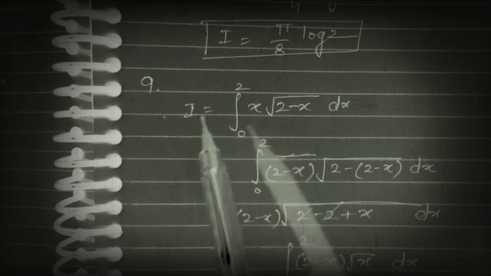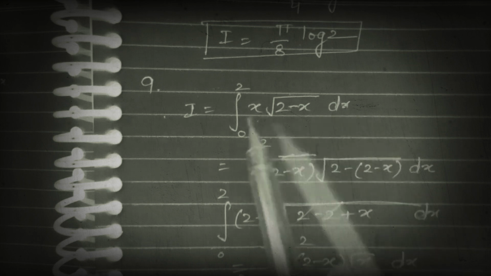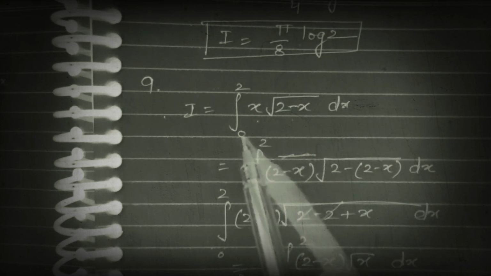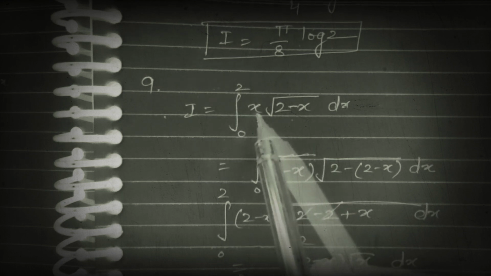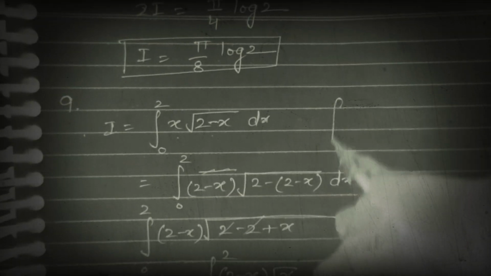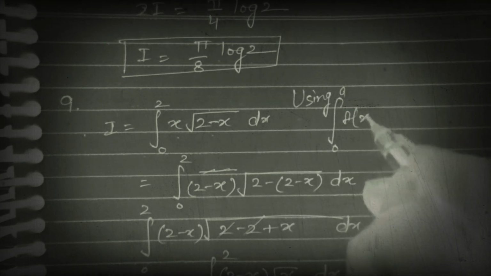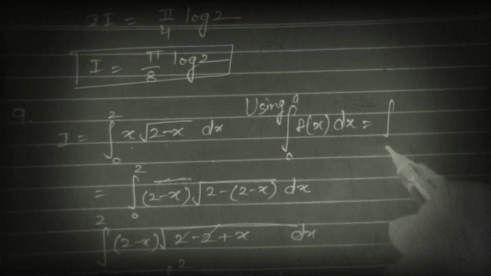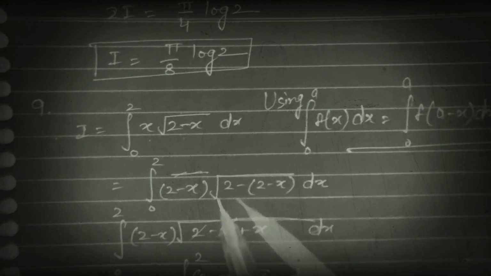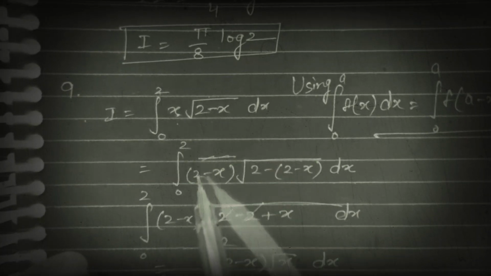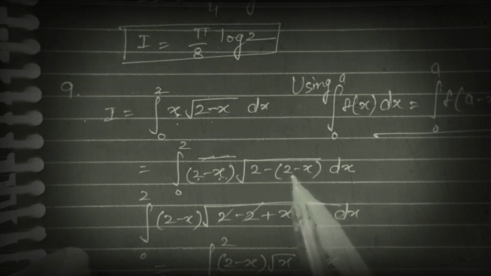This is related to the same property, x into root 2 minus x dx. We have to find the integration of this function and the limit is 0 to 2. Same here, 0 to a. So we will replace x by 2 minus x. We will use the same property. You have to write down that the integral from 0 to a of f(x) dx is equal to the integral from 0 to a of f(a minus x) dx. So in place of x, what will we put? 2 minus x.